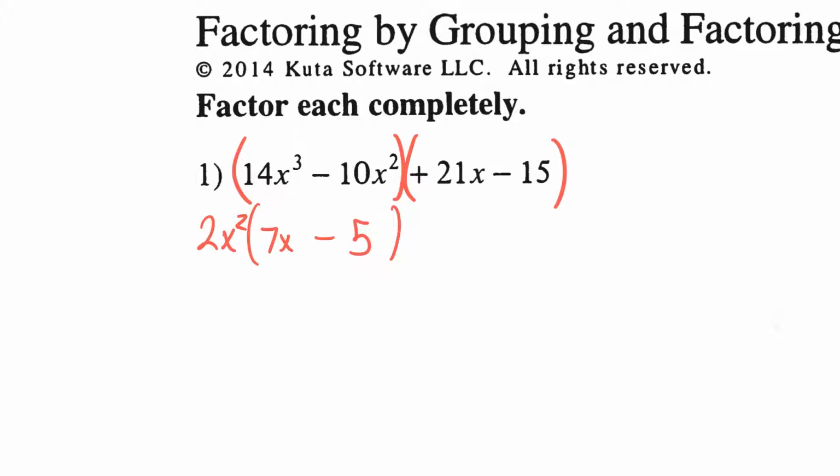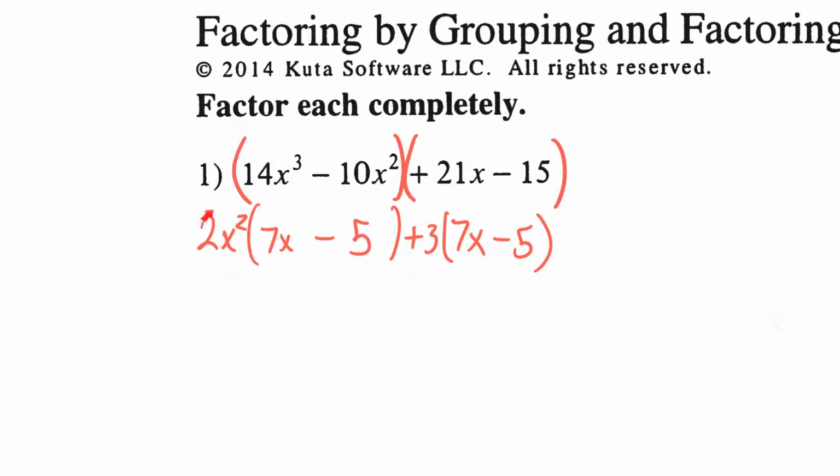All right, now in the second group, I want to pull something out so that in parentheses I have a 7x minus 5 there also. So if I pull out a positive 3, if I divide a positive 3 out of 21x, what's left? 7x. And if I divide a 3 out of negative 15, what's left? Negative 5. And that's exactly what I want, because now I've got this and this as the same.